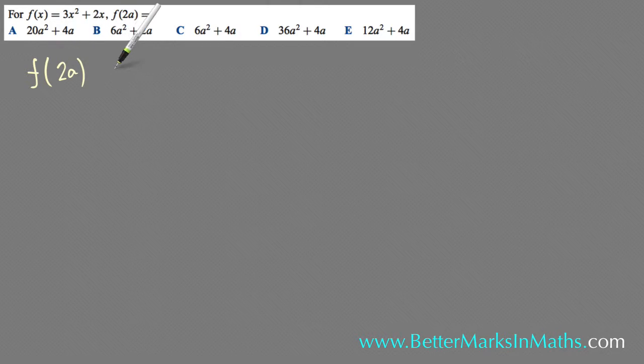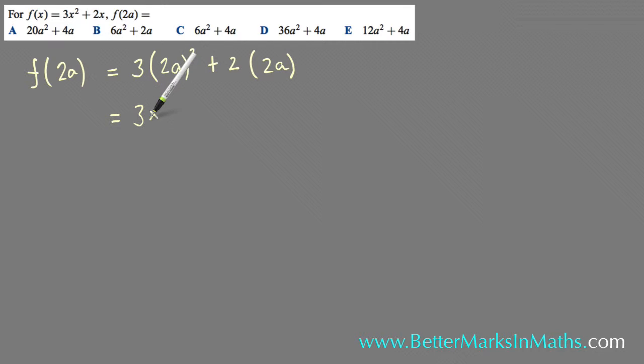wherever you see an x in the function, you just replace it with whatever's in this bracket. So doing that in this function, you're going to get 3 times, and x is 2a, so where you see an x, put the 2a, so that becomes 2a squared plus 2 times, and then put 2a again, and then just work that out.